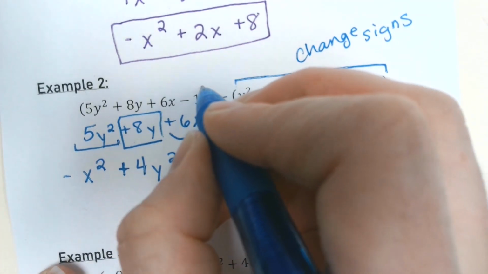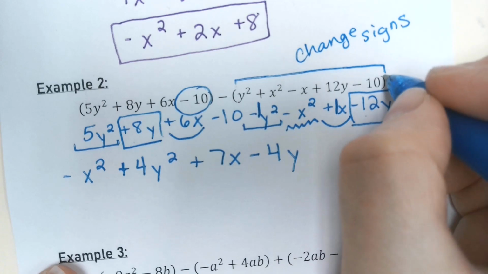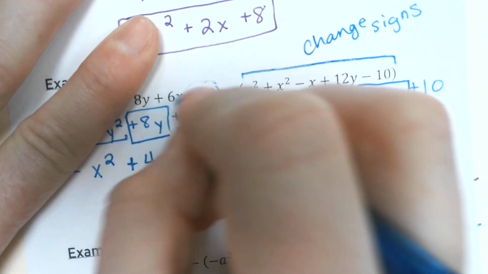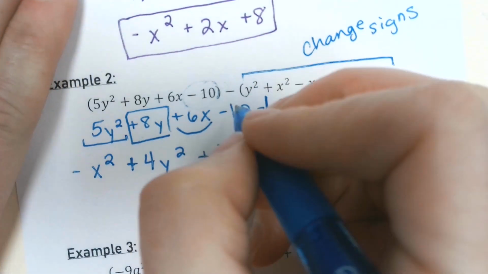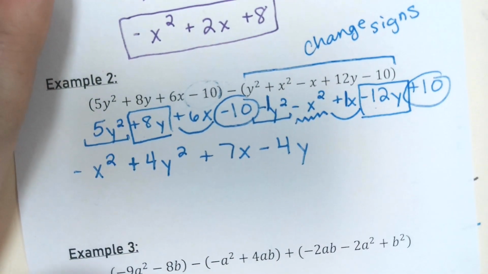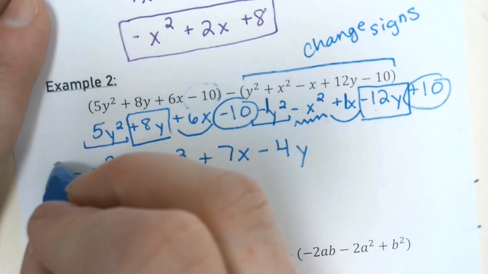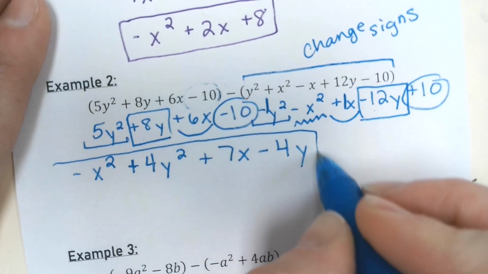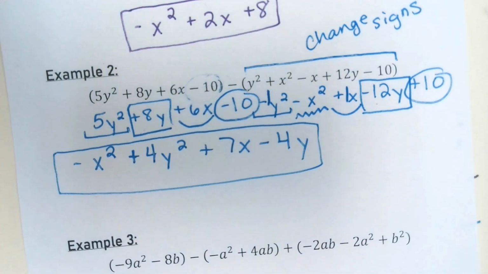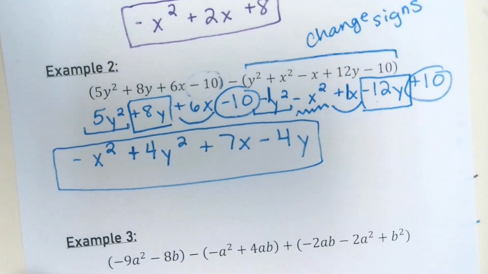And then we have our constants. Negative 10. Oh, I should have done it down here, sorry. Negative 10 and positive 10. Yeah, it cancels out, so we don't even need a constant here. Put a box around it. Okay, hopefully you're getting the hang of it.